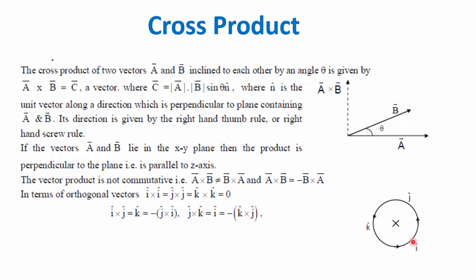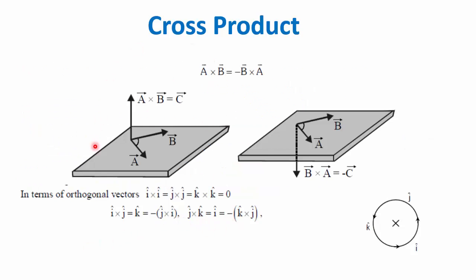So if you follow this cycle, you can immediately write that if you go anti-clockwise, that will give you a negative sign. Similarly, like minus j cross i. So this is how to get the product where a cross b equals minus b cross a. Similarly, I can show you here in the diagram that a cross b is not equal to b cross a, rather it is minus b cross a, and that is why it is called non-commutative.